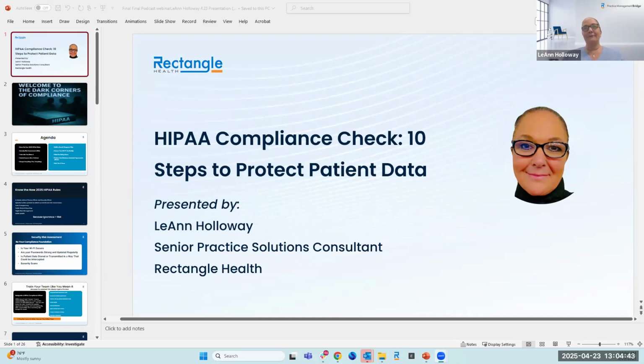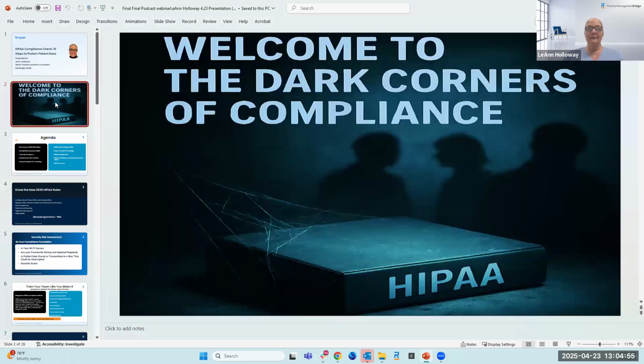However, with great innovation comes great risks, okay? And I'm sure everybody understands that. Today, we are going to dive into the dark corners of compliance. These dark corners are where the cobweb-covered HIPAA binders are tucked away in the closet. You all know what I'm talking about. Post-it passwords are taped to monitors. You other people know what I'm talking about.